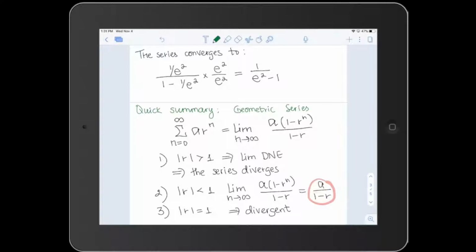Oh, this is it. So in this case, this one right here is A, and this one right here is R, and they just happen to be the same thing. So I'm using this formula right here, A over 1 minus R, and I can do this because R to the n goes to 0 as n gets really, really large for any ratio that's less than 1 in absolute value. All right, so that's your geometric series.